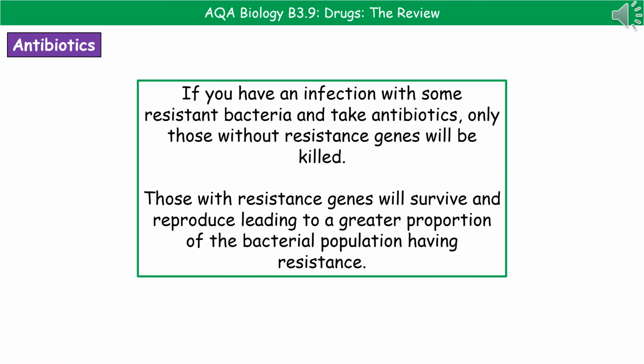And the problem we find here is that if you've got an infection with a resistant form of bacteria and you take the antibiotics that aren't going to kill it, then it's only going to kill those numbers of the bacteria that aren't resistant. Any that have those resistance genes are going to survive, and then they will go on to reproduce. And what we find is then in the overall population, we've got a greater proportion that are resistant to that particular antibiotic. And obviously this just happens over and over again until we've got large numbers of these resistant bacteria present.